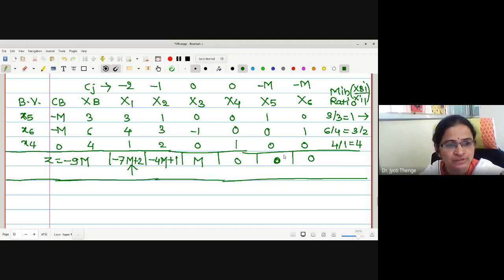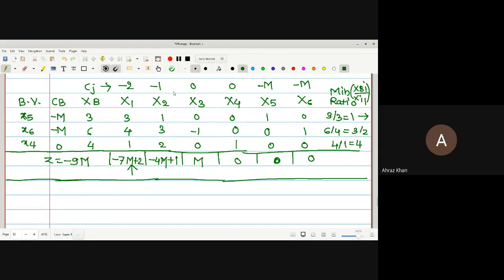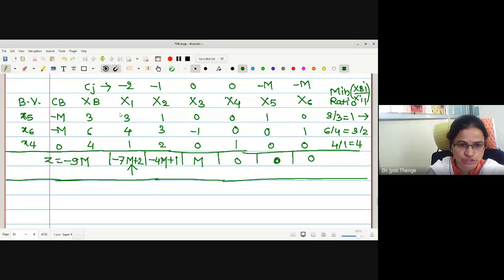So x5 is going to leave the basis. X1 is going to enter the basis, which is my pivot. The position is x11. Correct? The position of this variable is x11. Now we will make this 3 to 1 and the remaining entries to 0. Why are we making this? Have you understood? Because now x1 is going to become the first basic variable. Therefore, its corresponding column should be the first column of the identity matrix.